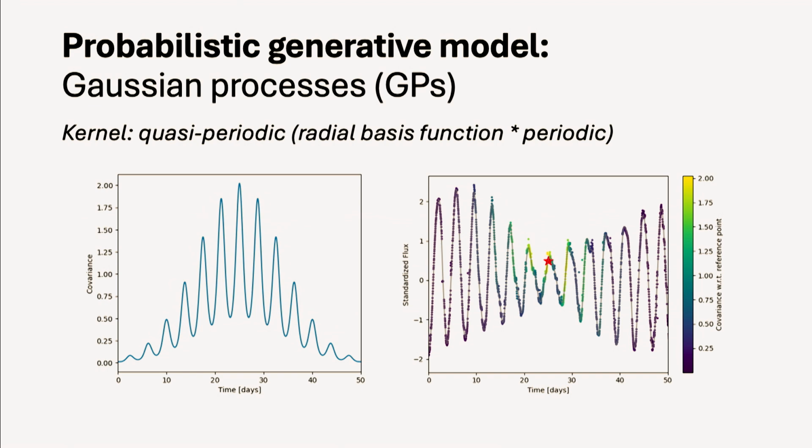The probabilistic generative model that we use in this work is a Gaussian process with a quasi-periodic kernel. If you're not familiar, a quasi-periodic kernel is a radial basis function multiplied by a periodic kernel. The radial basis function allows us to incorporate correlations between adjacent time points, and the periodic kernel allows us to incorporate the strong periodic signal that we see in these light curves, such as the one you see on the right here. On the left, we see this quasi-periodic function plotted over time. On the right is that light curve we were looking at before, but now it's colored by the covariance matrix of this quasi-periodic Gaussian process.